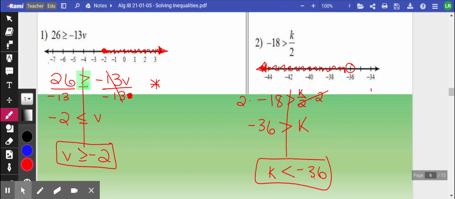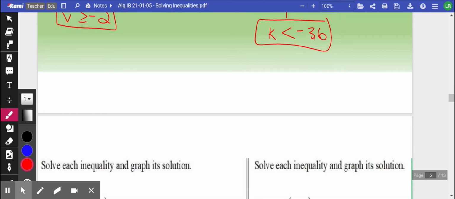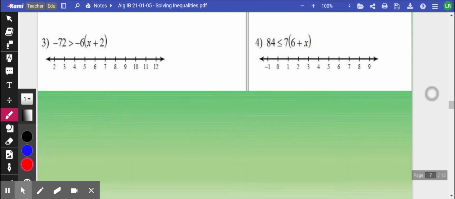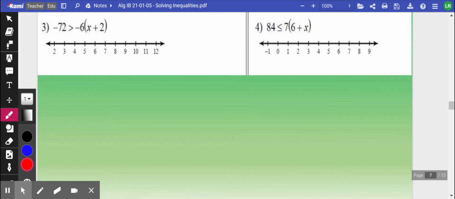Let's look at the next two. Okay, 3 and 4. You're going to see the differences in these. There's not a ton of difference. Okay.